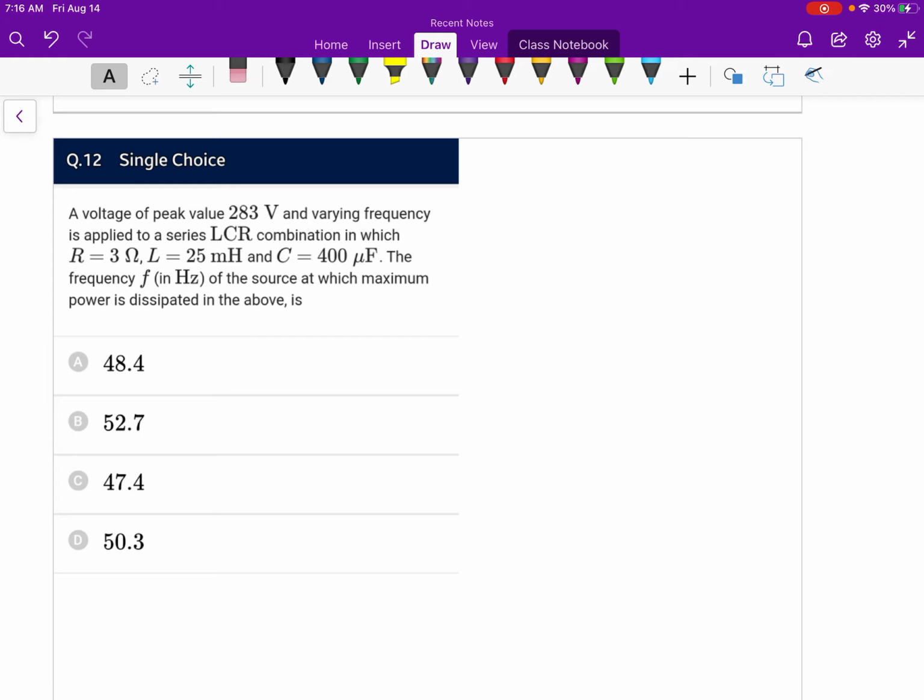Voltage of peak is this. The frequency of the source at which maximum power is dissipated: maximum power is dissipated at resonance, and resonant frequency is 1 upon 2 pi root LC.